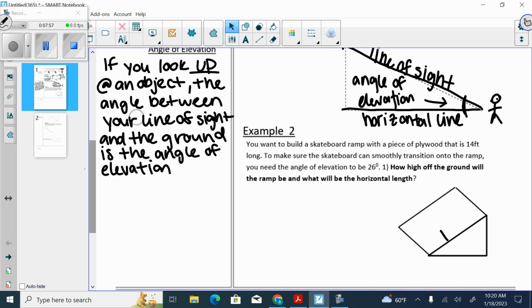So this piece right here, 14 feet. Obviously, this is my 90-degree angle, right? And they asked us to find two pieces. They want us to find the height of this ramp. Well, the height would be this side over here. They also want us to find the horizontal length of the ramp, which would be this part here.